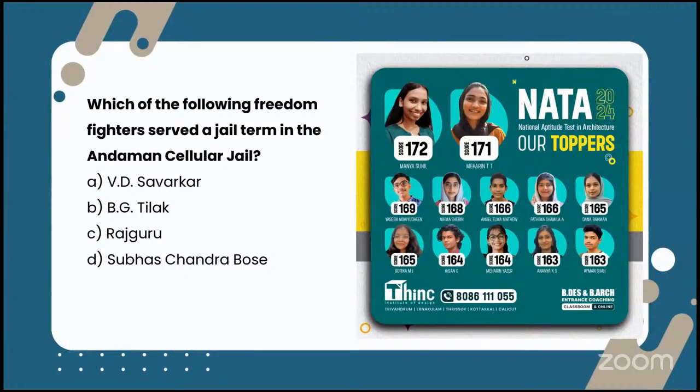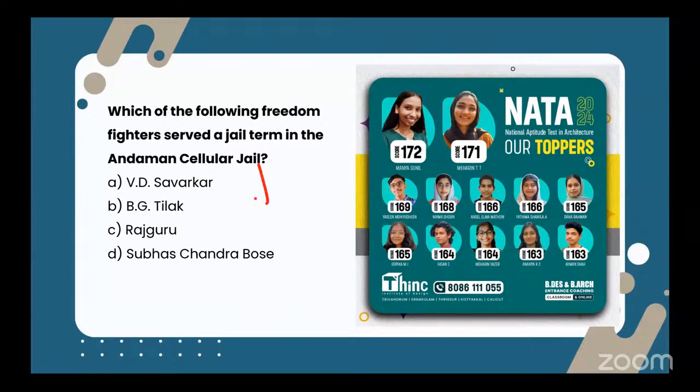Which of the following freedom fighters served a jail term in the Andaman Cellular Jail? V.D. Savarkar, Bal Gangadhar Tilak, Rajguru, Subhash Chandra Bose. Again, the Andaman Cellular Jail also has a very interesting name, Kala Pani. During the British time, it was known as Kalapani. It's basically a colonial prison from the late 19th century. Andaman is a little isolated from India.